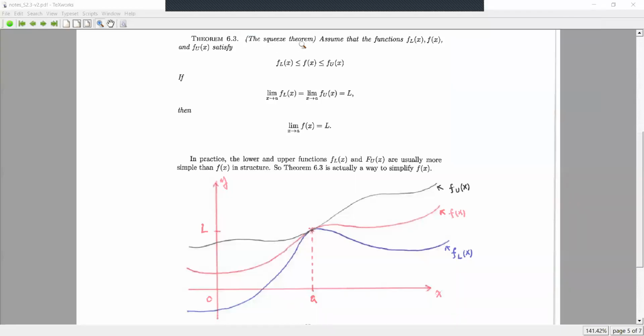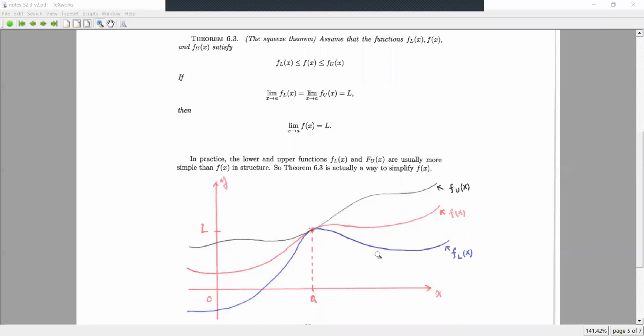Now, the theorem says that if as x approaches a, the lower function approaches some number L, and the upper function also approaches the same L, then, since the function f is between the lower function and the upper function, f also approaches the same L.